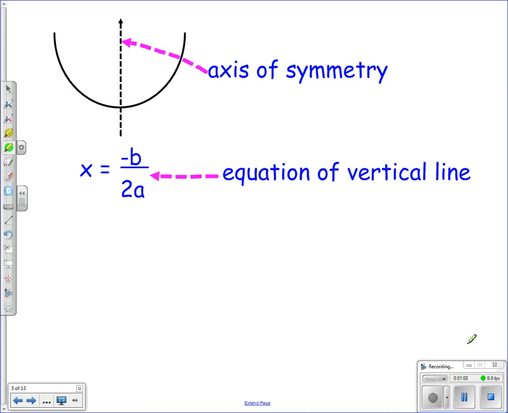Next, we're going to look at the axis of symmetry. The axis of symmetry is this imaginary line that goes down the center of your parabola. And that axis of symmetry is a vertical line. It can be found by the equation x equals negative b over 2a. And it will be an x equals a number equation. That's the equation of a vertical line. That imaginary line does divide the parabola into two equal portions. They are mirror images of each other.